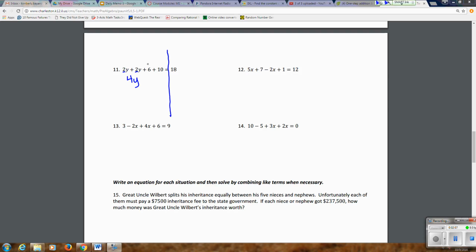But the same thing goes for this. So here, these two are alike, positive 2y and positive 2y. And then these two are alike because neither one has a variable. We have a positive 6 and a positive 10. They neither one have a variable. And 6 plus 10, or positive 6 plus 10, is positive 16.